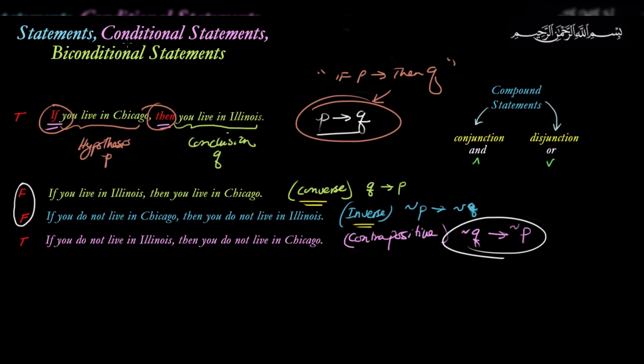If the original statement and the converse are both true, that's a special scenario, and that's called a biconditional statement. You can write that as P and Q with the double arrow, an arrow going both ways, or you can say if and only if. So if you live in Chicago if and only if you live in Illinois, that would be a biconditional statement, which is not true in fact, but that's how you would say that. So biconditional statements are statements where both the original statement and the converse are true.